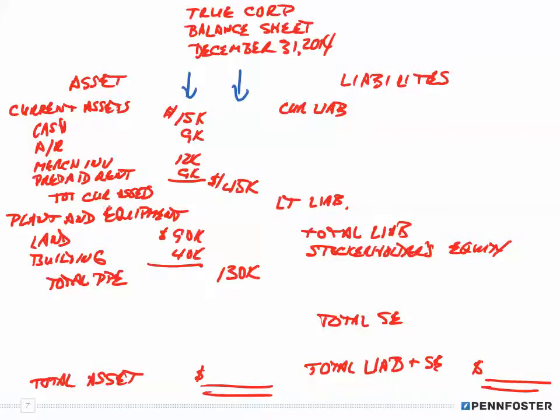Okay, now we know that our total current assets here and our total property, plant, and equipment here, our current plus our long-term is what gives us our total assets. So what do we need? We need an underline here showing that there's a calculation. And we end up with $175,000 as our total assets.